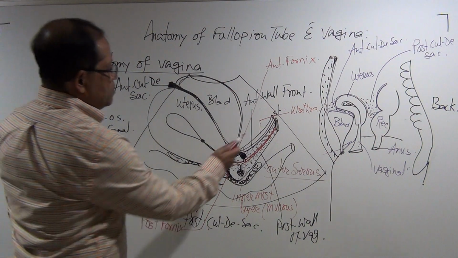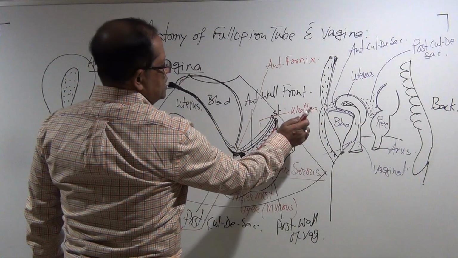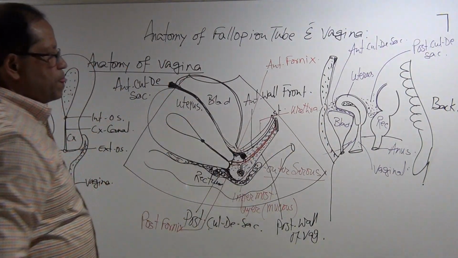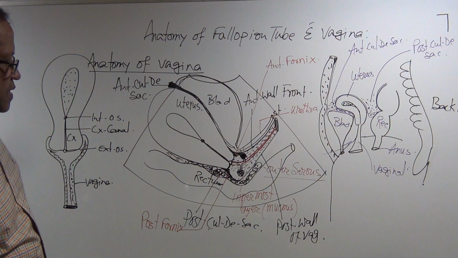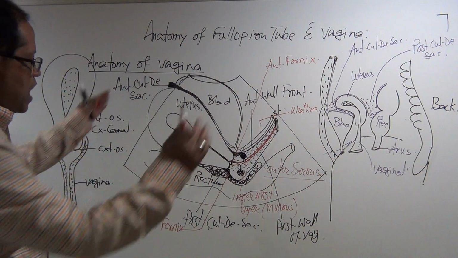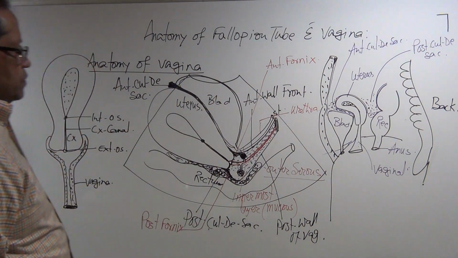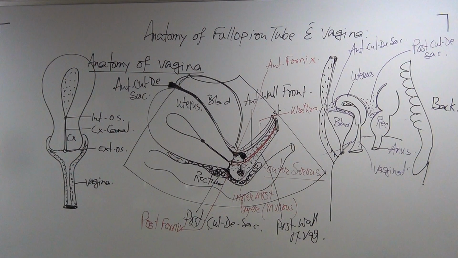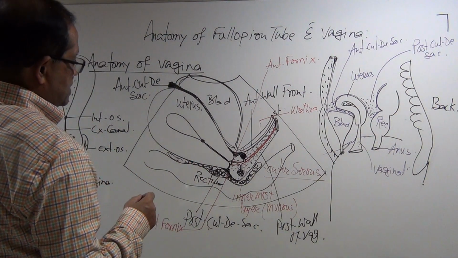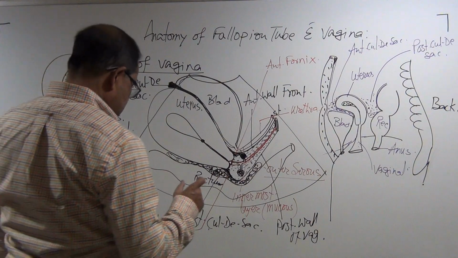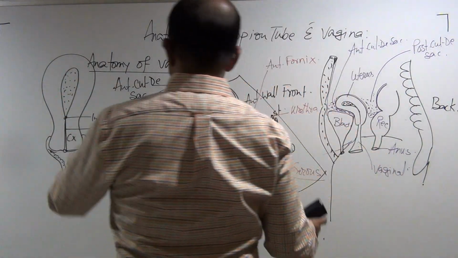Okay, and vagina is inferior, so this is inferior, this is superior. Vagina is inferior. Okay, so now I will show you what can happen when there is an obstruction or diseases in the vagina. Let me show you.